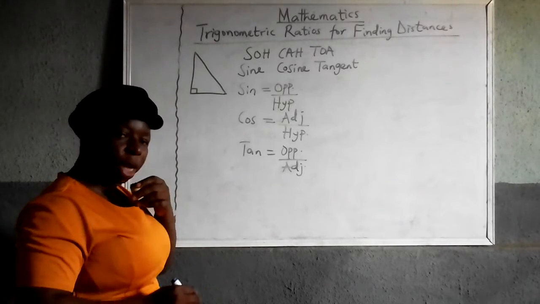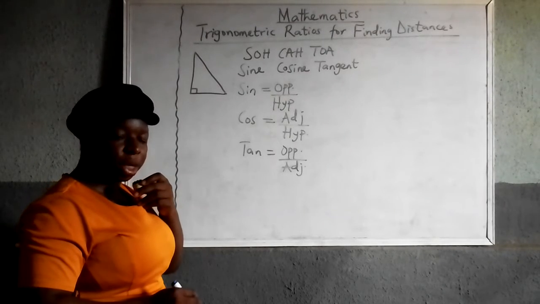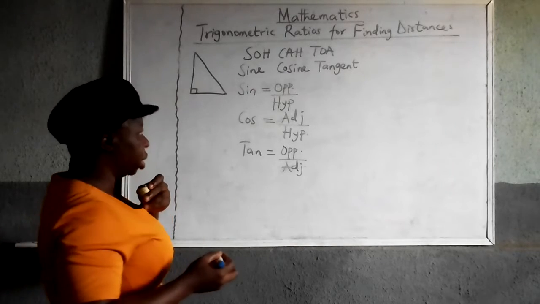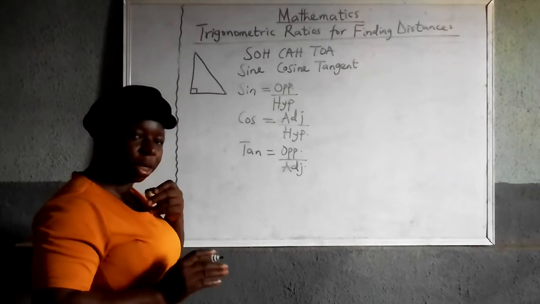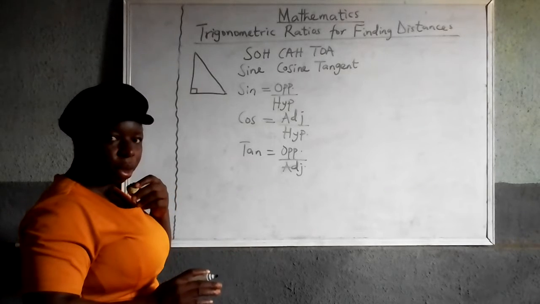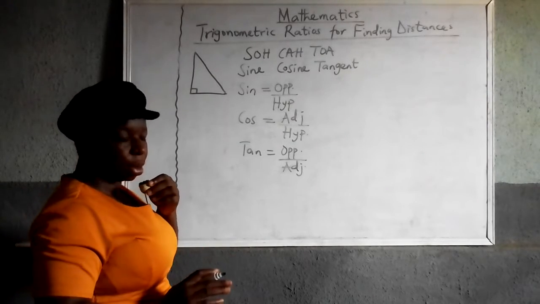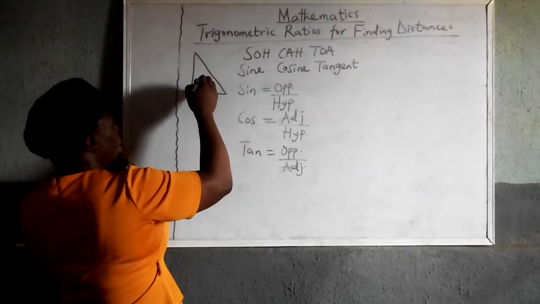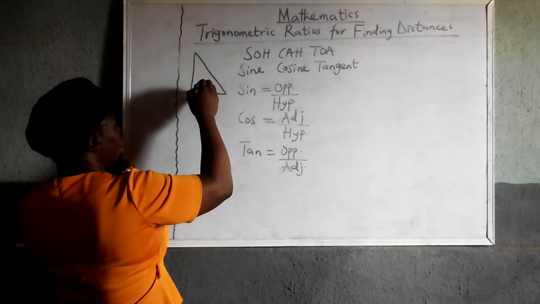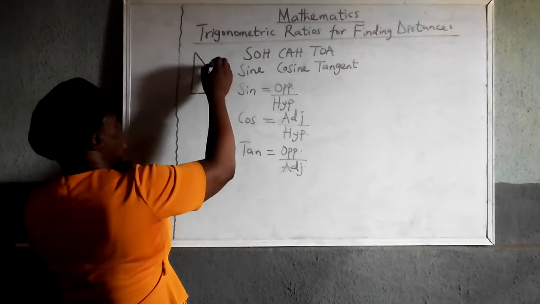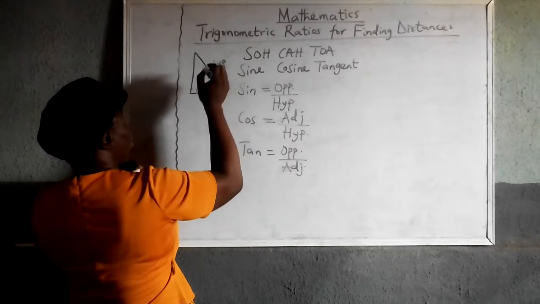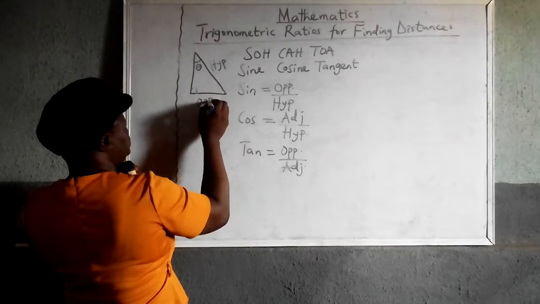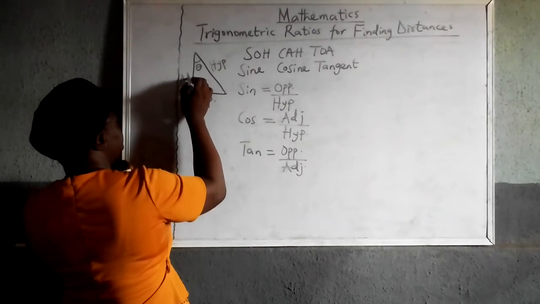We must be given an angle, and the given angle will determine which side will be the opposite, which will be the adjacent. But the side that faces angle 90 degrees is always the hypotenuse, so there's no problem with that, right? So this is the side that faces angle 90 degrees. This is the angle 90 degrees, and this is the side that faces it. So that means this is the hypotenuse. If the given angle is here, this side will be the opposite, and the third side will be the adjacent.